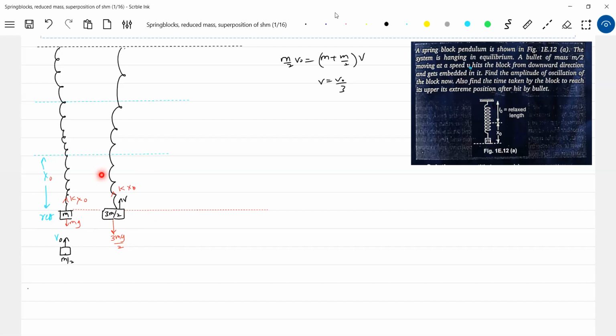If this is x naught, so what do you expect now? The new mean position will be where kx should be equal to 3 mg by 2. So definitely what is the value of x? 3 mg by 2k. And earlier what was x naught? X naught was mg by k. What is the new mean position? Let me write it like this. Kxm equal to this one. Okay, where is the new mean position? The new mean position will lie somewhere at this particular point.